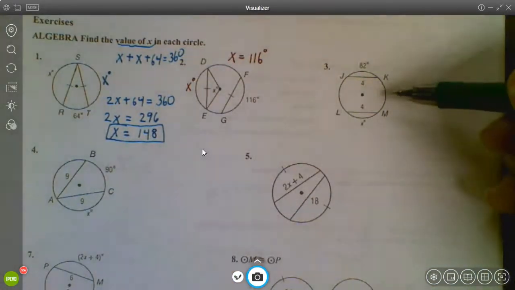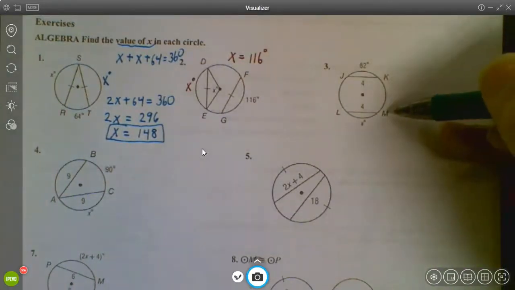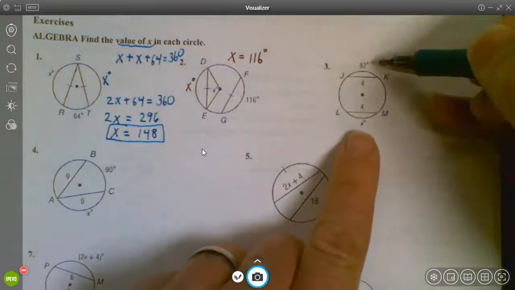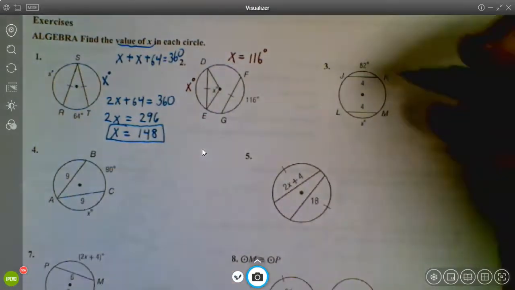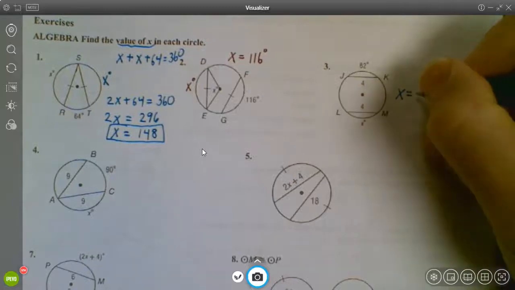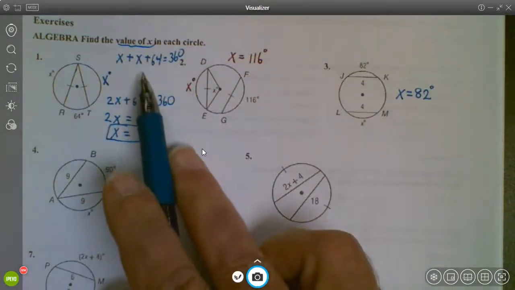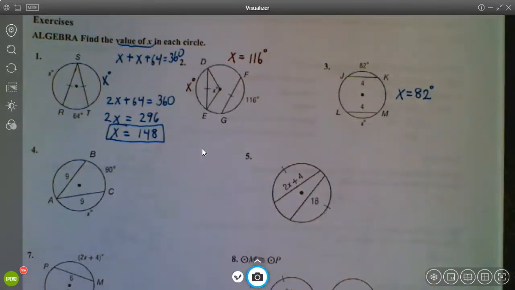Here's one that is very basic, right? Very basic. So as you look at this one, obviously JK and LM are congruent chords because they're both 4. So if those two chords are congruent, we know that the measure of their arcs are also congruent. All right, so as we look at these guys, they would both have to be 82 degrees. So that tells us that x is 82 degrees. And some are very straightforward like that, which are kind of nice. Others, you have to make some setups with equations or using some previous rules to replace your x.